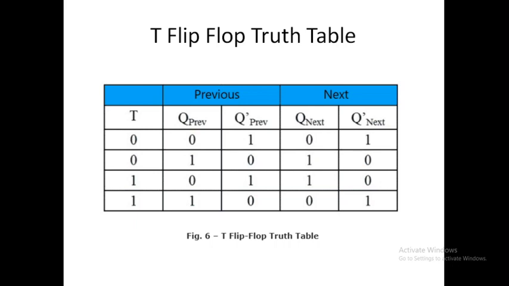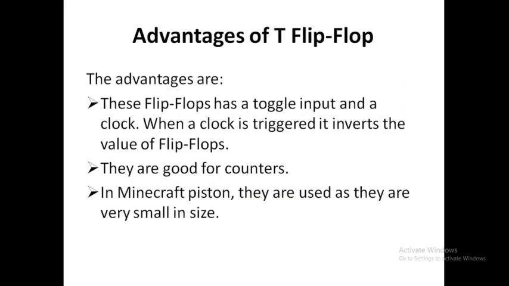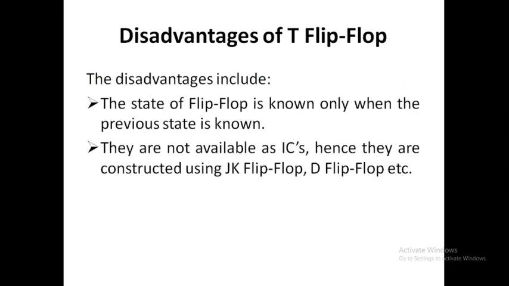Advantages: they are good for counters. This flip-flop has a toggle input and a clock. When the clock is triggered, it inverts the value of the flip-flop. These are the advantages. And the disadvantages: the state of the flip-flop is known only when the previous state is known. They are not available as ICs, hence they are constructed using JK flip-flop, D flip-flop and SR flip-flop.